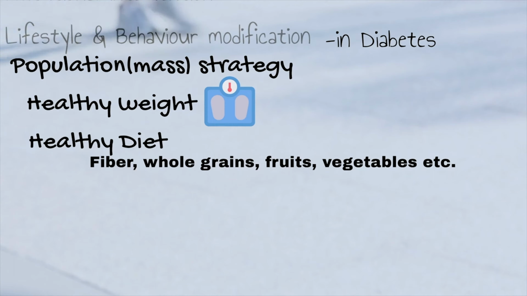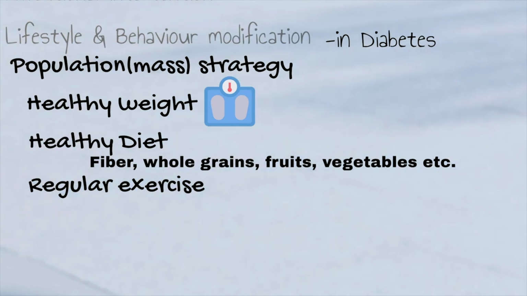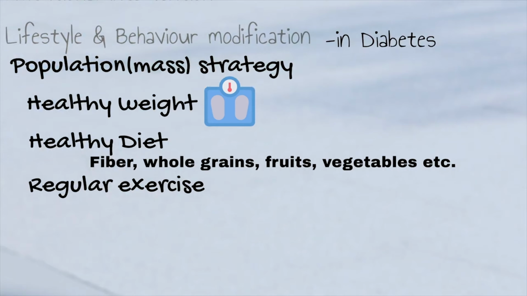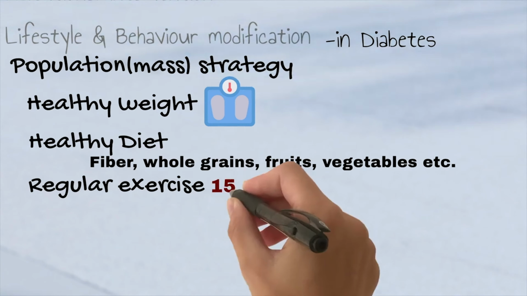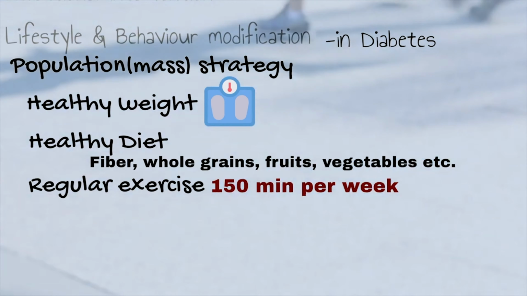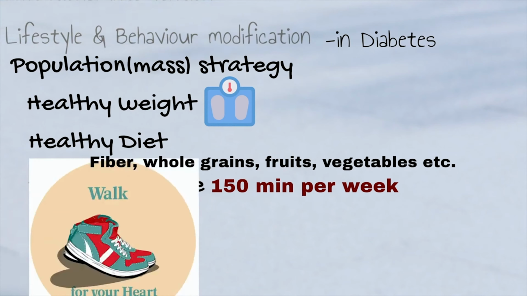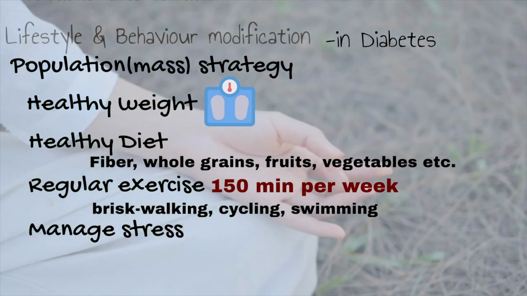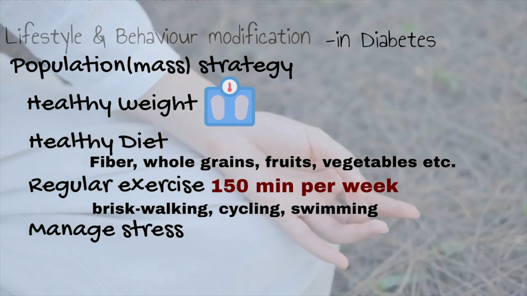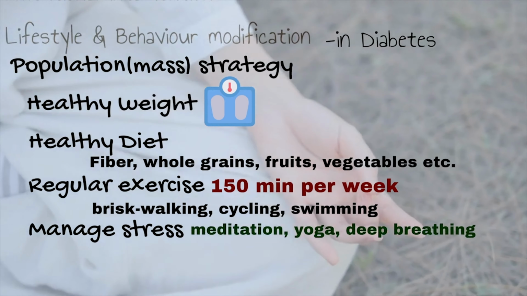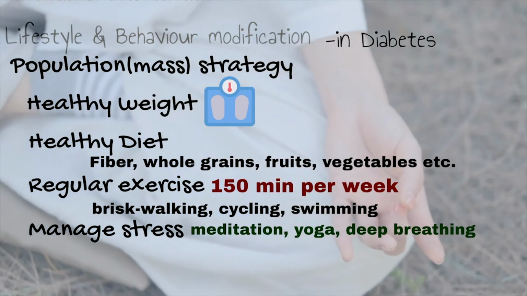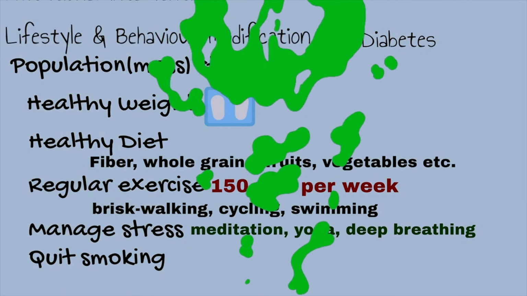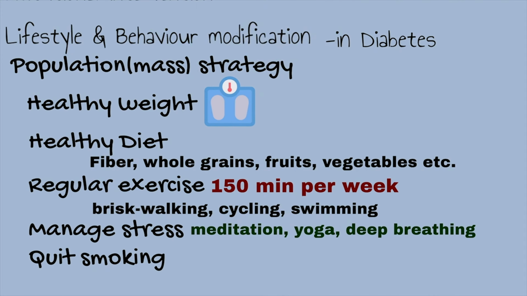Exercise regularly. Regular physical activity can help prevent diabetes by improving insulin sensitivity and glucose metabolism. Aim for at least 150 minutes of moderate intensity exercise per week such as brisk walking, cycling or swimming. Manage stress. Chronic stress can contribute to the development of diabetes. Practice stress reducing activities such as mindfulness meditation, yoga or deep breathing exercises. Quit smoking. Smoking increases the risk of developing diabetes.